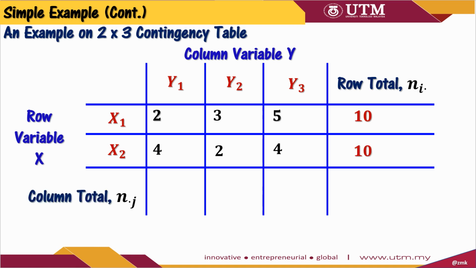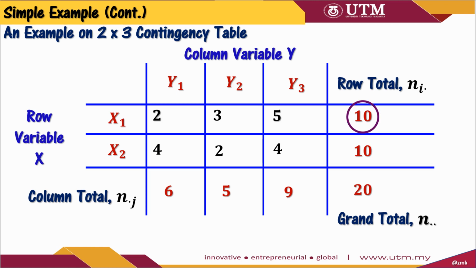The column total denoted by n dot j is the total of all observed values in the jth column across all the ith rows. Therefore, n dot 1 is the sum of 2 and 4, which is 6. n dot 2 is 5 and n dot 3 is 9. The grand total n double dot is the total of all observed values, which is also the same as the row total and the column total, given by 20 in this example.